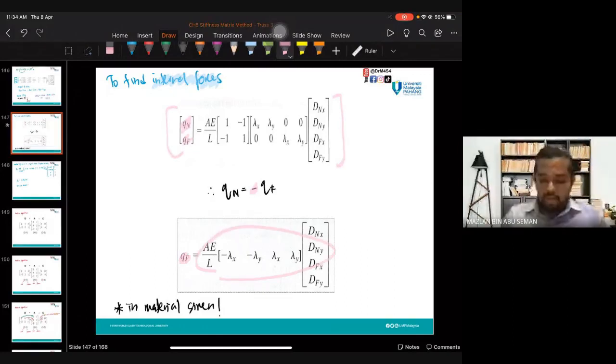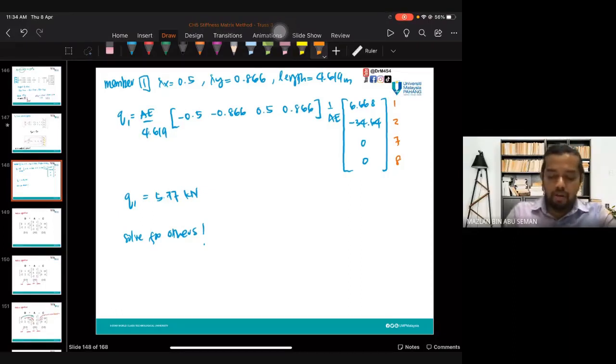Okay. So here you can see the numbering: near x, near y, far x, far y. That's why your numbering is important. Then you calculate the internal force for member 1. You know what lambda x and lambda y are for that, and you also know the length. Then assemble for Q1. The numbering for Q1 is 1, 2, 7, 8. So you already know those values here. Then you solve this, and you get the internal force for Q1.